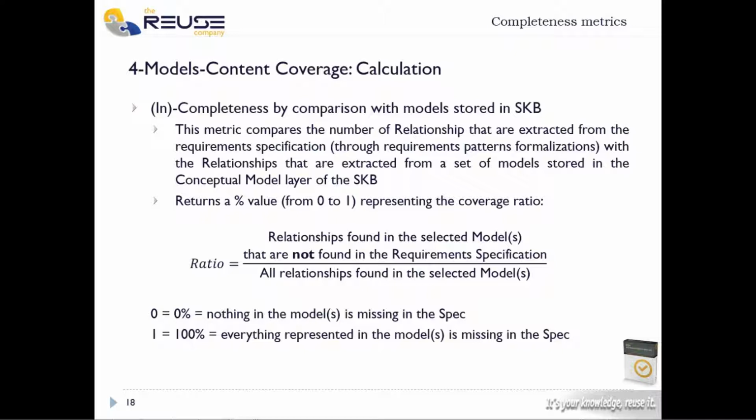0 means that nothing in the models is missing in the spec. In other words, that everything represented in the models has been found in the requirement specification. On the contrary, a value of 1 means that everything represented in the models is missing in the requirement specification.